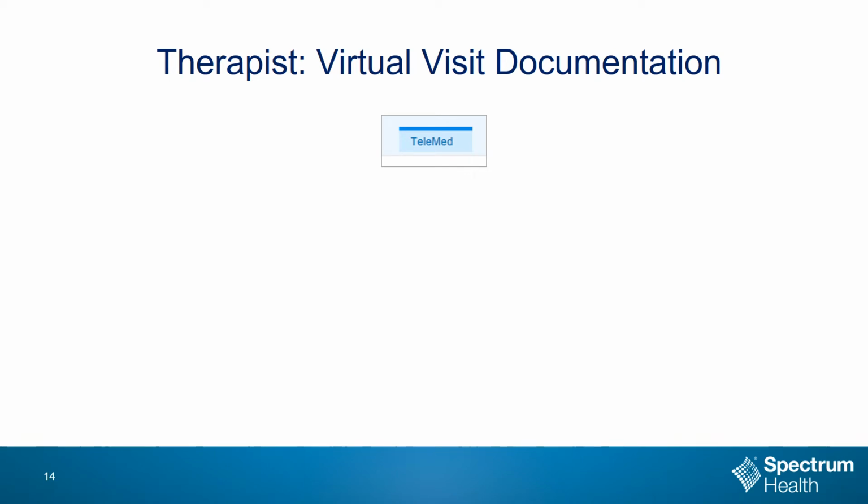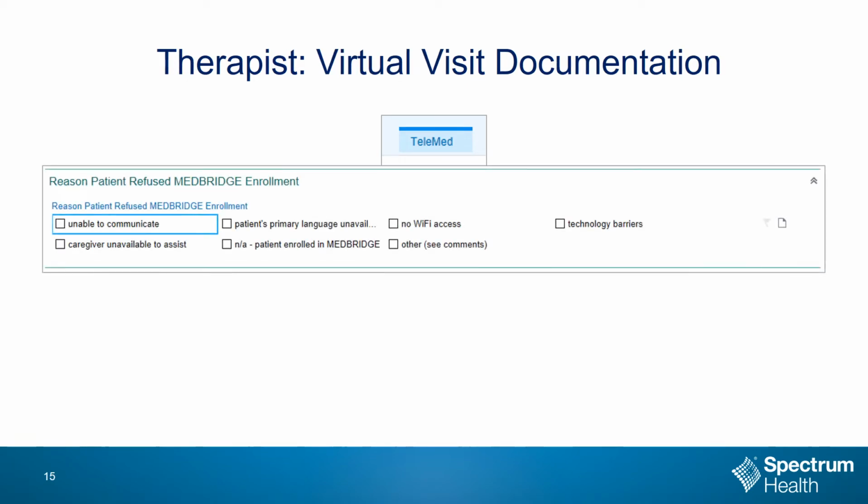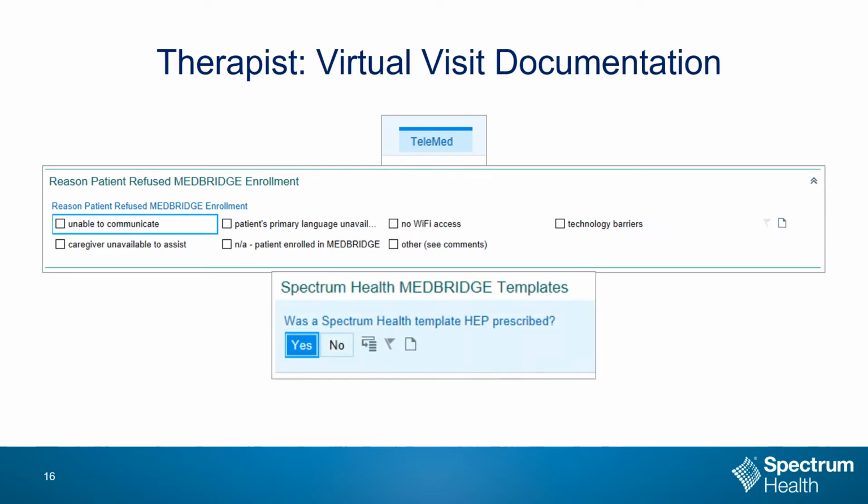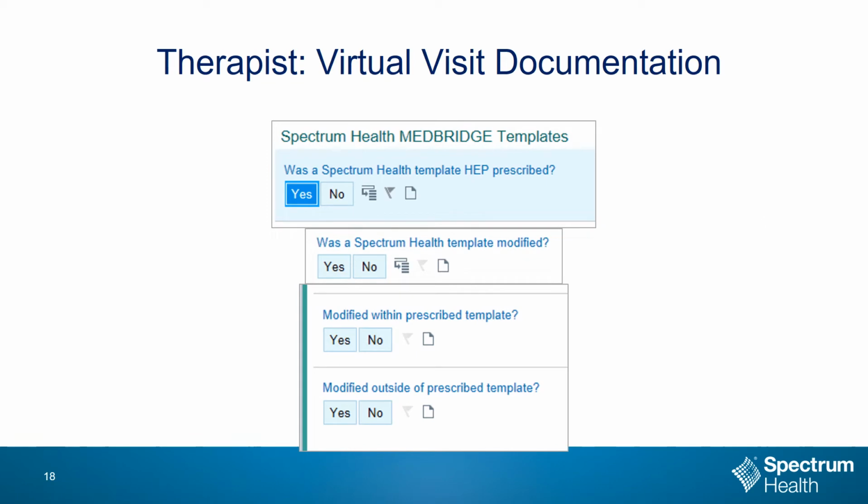Complete the telemed documentation by opening telemed activity. If applicable, select the appropriate reason for MedBridge refusal. Select whether a Spectrum Health template home exercise program was prescribed. Next, select whether the template was modified. Please answer the following next series of questions. If any of the answers are no, then no additional action is required.